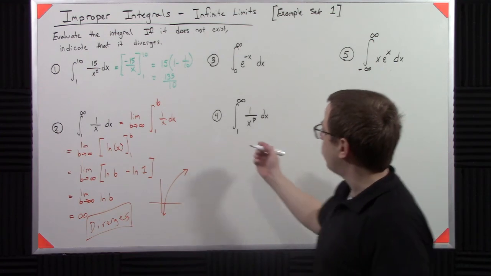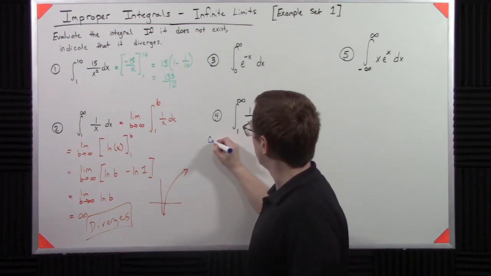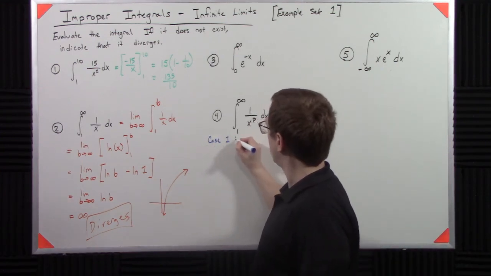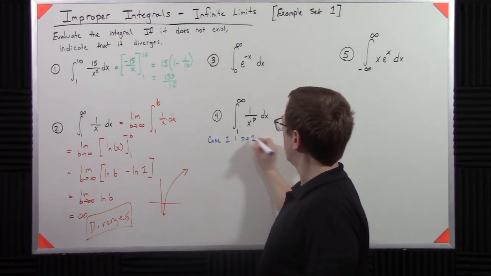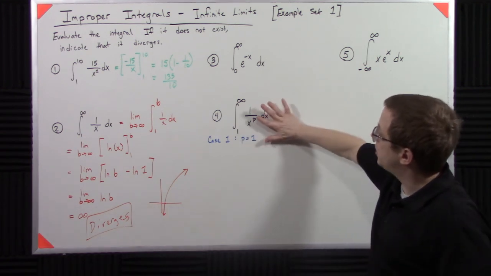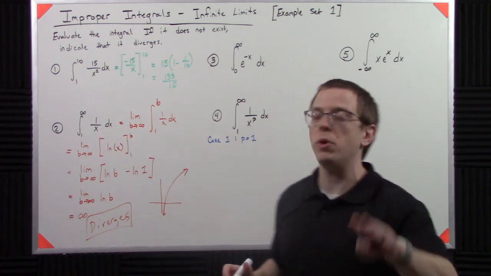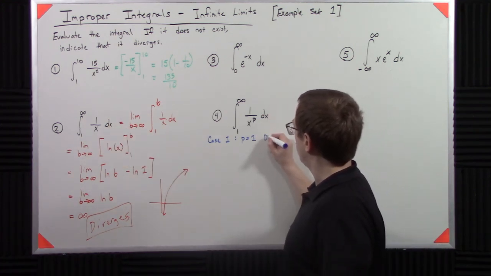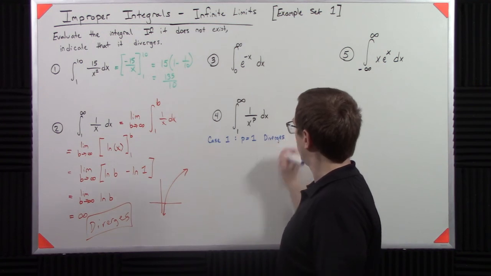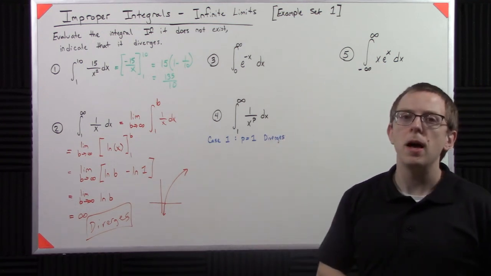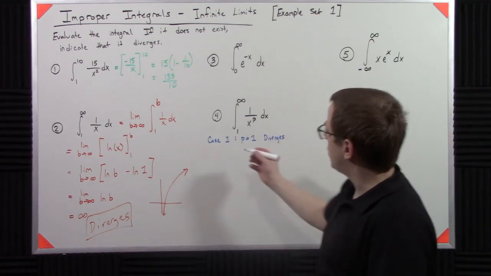There's case 1, where p equals 1. So this is just 1 over x to the 1. Well, that's this. So we know that diverges. Okay. Now, there's case 2.